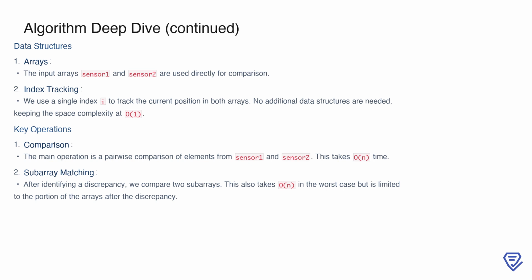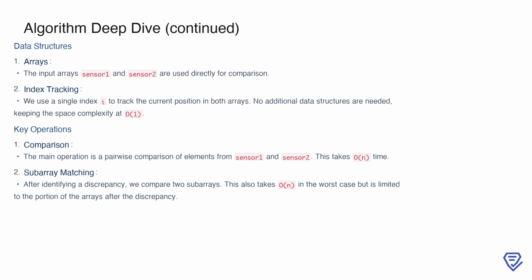Specifically, the input arrays sensor 1 and sensor 2 are used directly for pairwise comparisons. To track the current position during traversal, we maintain a single index variable i, which eliminates the need for any additional data structures. This minimal use of resources keeps the space complexity at O(1). The primary operations in the algorithm include element-wise comparisons between sensor 1 and sensor 2, which are performed in a single pass through the arrays, resulting in O(n) time complexity.